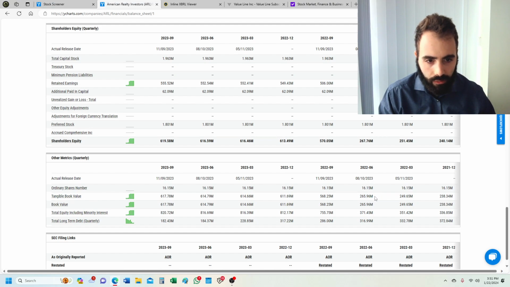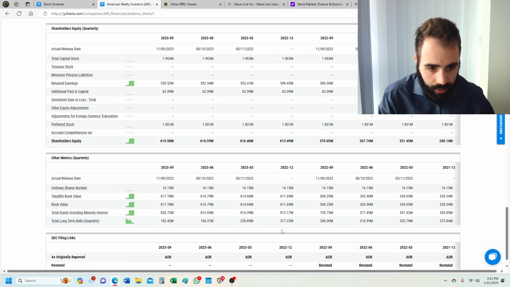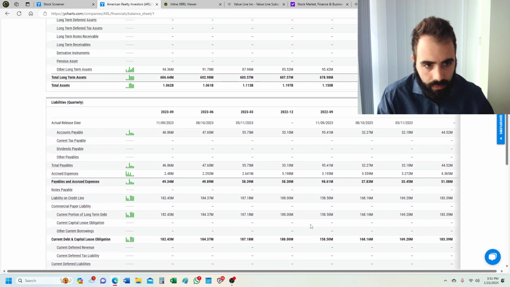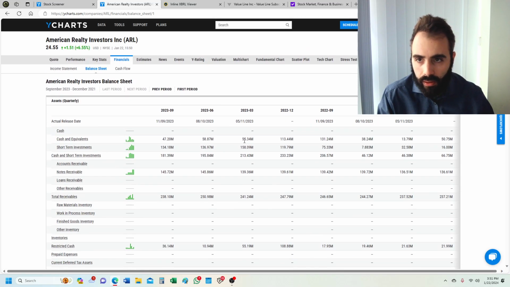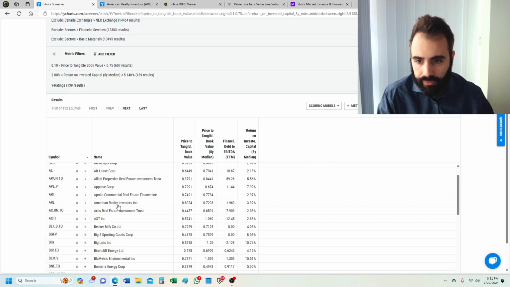Like, look here, from this quarter to this quarter, their tangible book value doubled. You've got to ask yourself why. So it's important to read the balance sheet over time. And they also managed to pay down quite a bit of their debt. Okay, we'll add this to the watch list to read more about later.